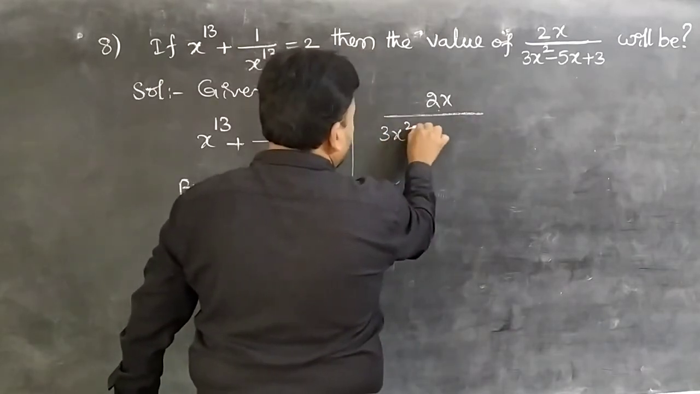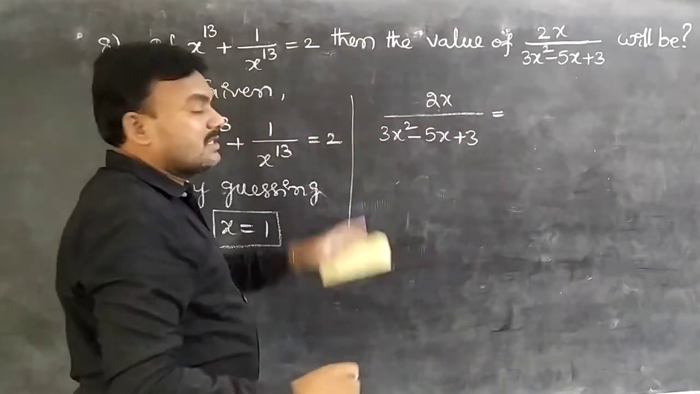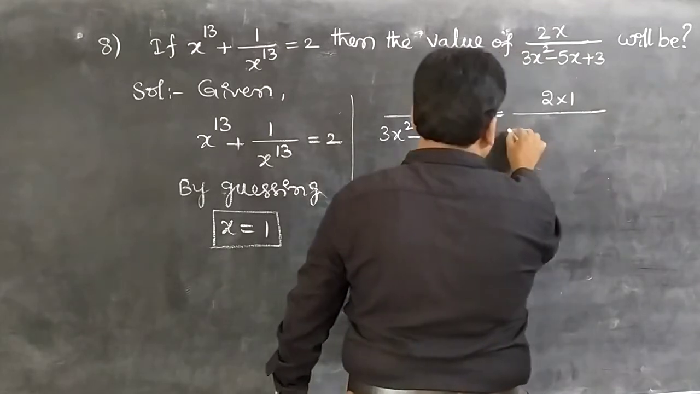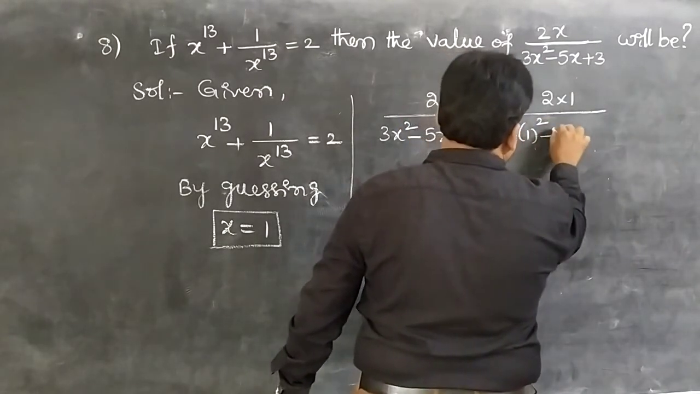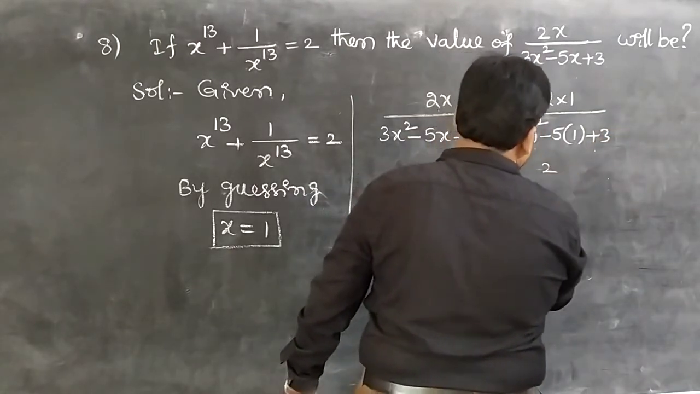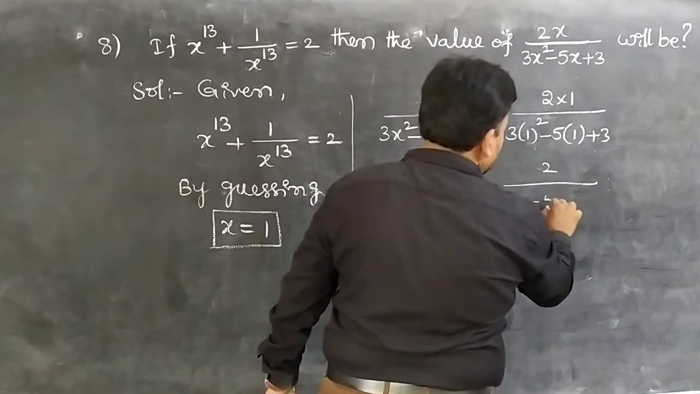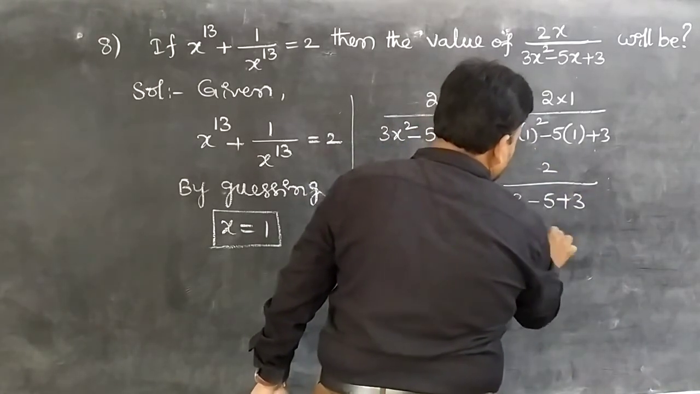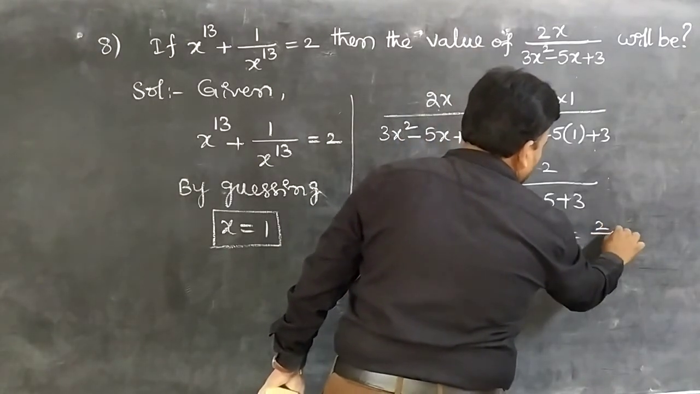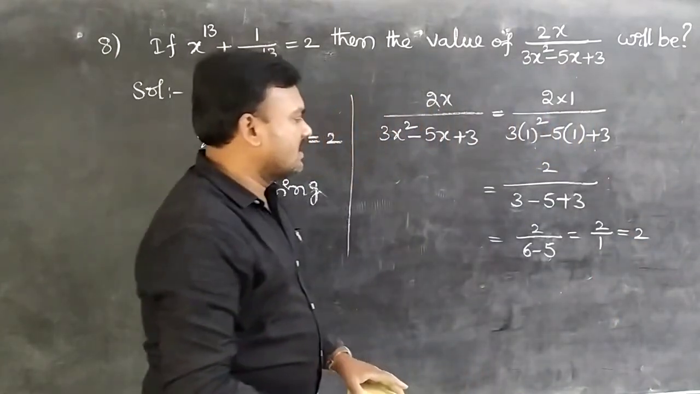Then we find 2x/(3x^2 - 5x + 3), substituting x equal to 1. So 2 into 1 by 3 of 1 squared minus 5 of 1 plus 3. It becomes 2 into 1, nothing but 2, by 3 into 1 is 3, minus 5 plus 3. Finally it becomes 2 by 3 plus 3 is 6, minus 5, so 2 by 1. 2 by 1 is nothing but 2, the final solution.